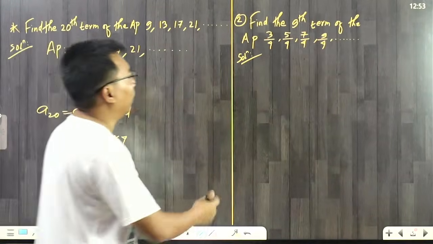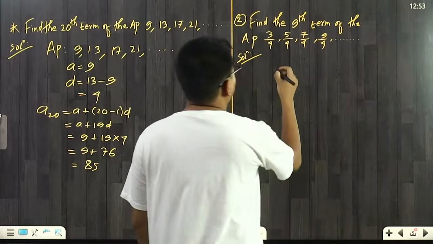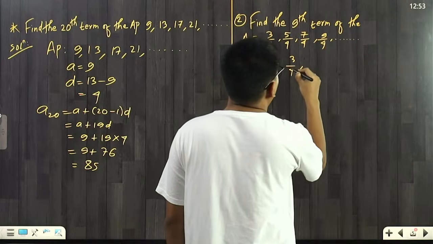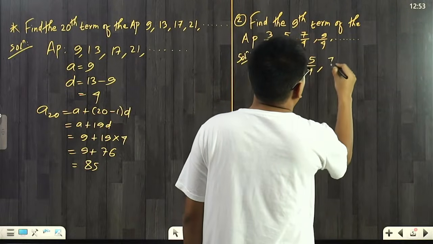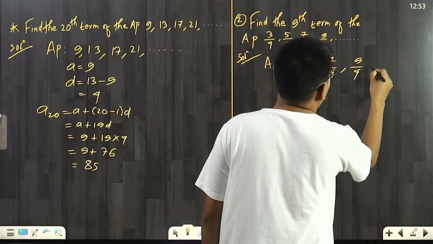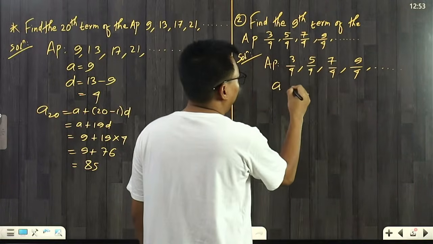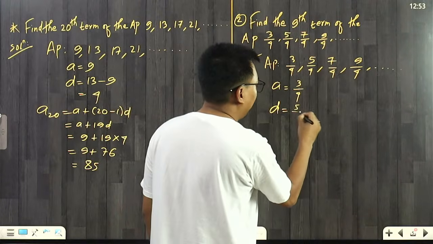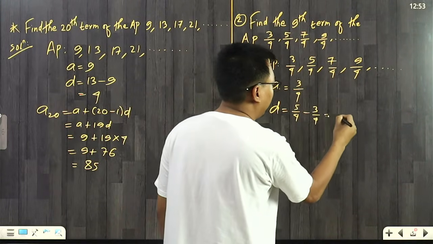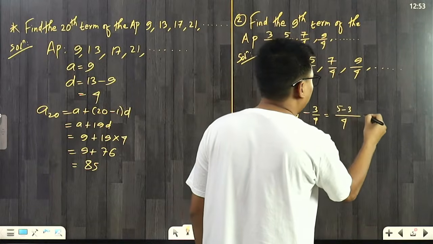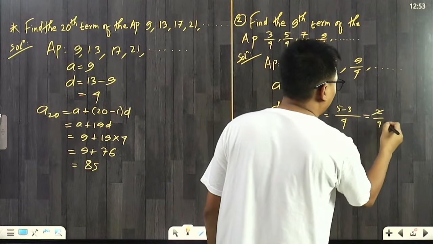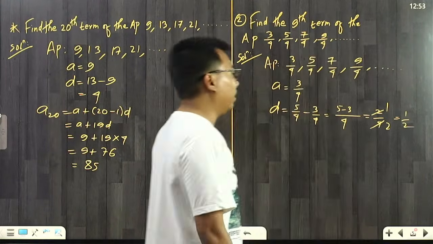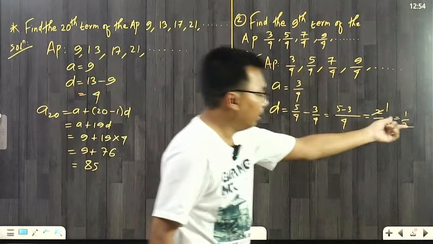All right. Ninth term of the AP. Let's check. What is the AP? 3 by 4, 5 by 4, 7 by 4, 9 by 4, and so on. We need A, so A is our first term, which is 3 by 4. We need D, so second term minus first term. Denominators are same, so we subtract the numerators directly. 5 minus 3, so 2 by 4, so 1 by 2. So our common difference is 1 by 2.